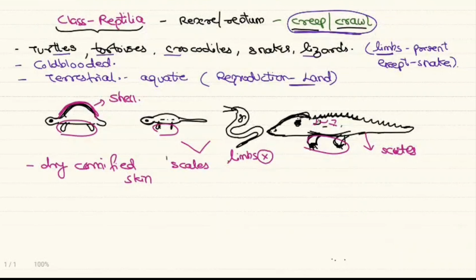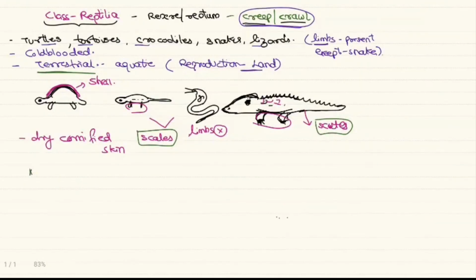So the skin is dried. And this dry cornified skin generally has scales or scutes. As the body is covered by dry skin, they can easily survive in the terrestrial environment. This makes it easy for them to survive in harsh conditions. So let's quickly see the other systems. The digestive system is as usual, similar.